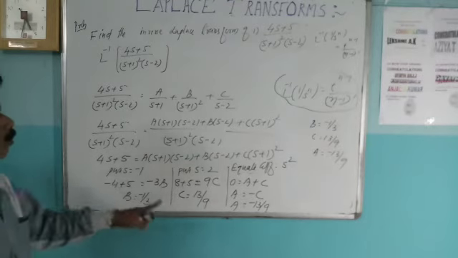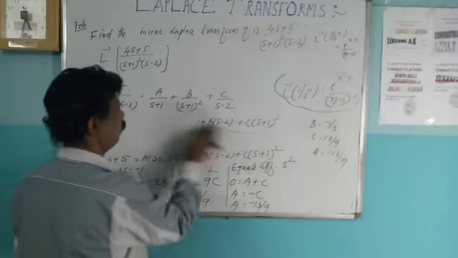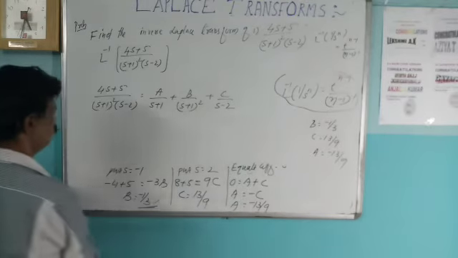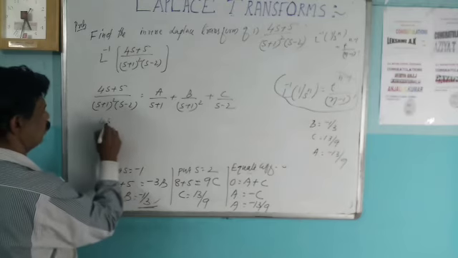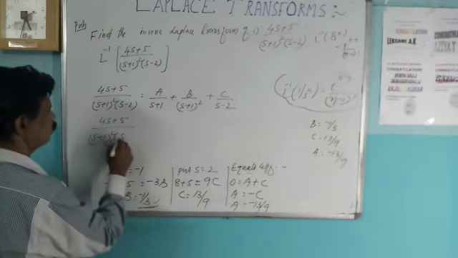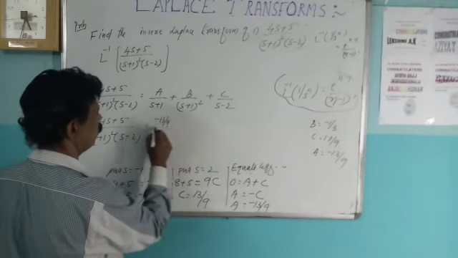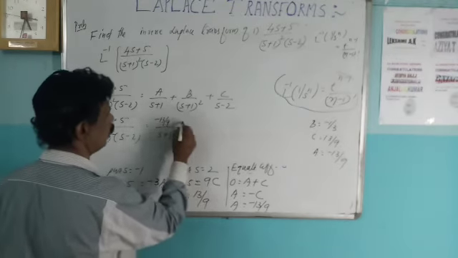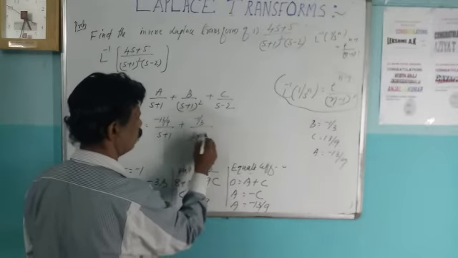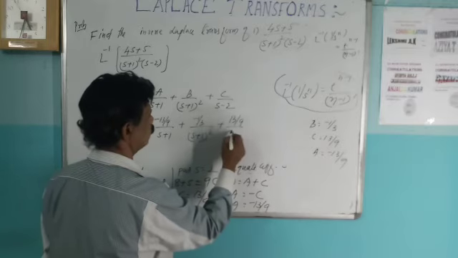Then we have to substitute these values in this equation, that is (4s + 5) by (s + 1)^2 (s - 2) equal to A, the value of A is minus 13 by 9 by (s + 1), and B equal to minus 1 by 3 by (s + 1)^2, and C, 13 by 9 by (s - 2).